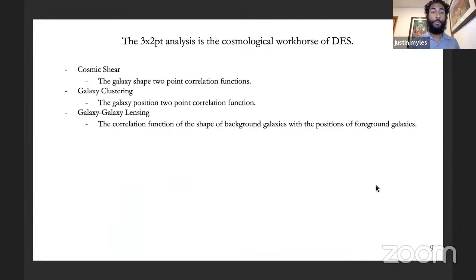Now, cosmic shear, which is the galaxy shape 2-point correlation function, is just one of what we call our 3x2-point analysis, and this is the cosmological workhorse of the Dark Energy Survey. I just want to point out that there are other important 2-point correlation functions which serve as useful summary statistics of structure in the universe. The other would be galaxy clustering, the galaxy position 2-point correlation function, and finally galaxy-galaxy lensing, the correlation function of the shapes of background galaxies with the positions of foreground galaxies.